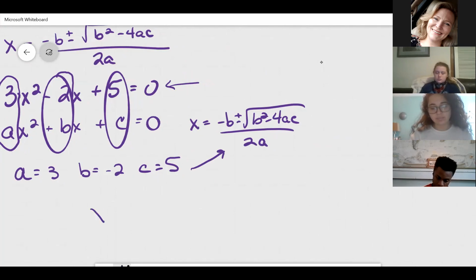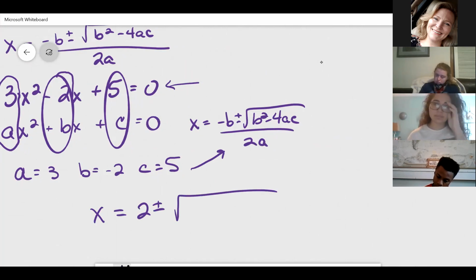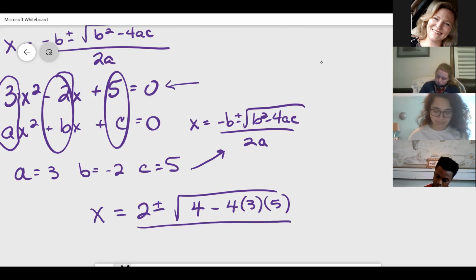Okay, so I have x equals negative b. Well, b right here is a -2. So negative b is just 2. Plus or minus the square root of b squared. Okay, b is -2. -2 squared is going to be 4. Minus 4 times a times c. So 4 times 3 times 5. Okay, I'm just plugging those numbers in place. And this is all divided by 2 times a, and a was equal to 3.